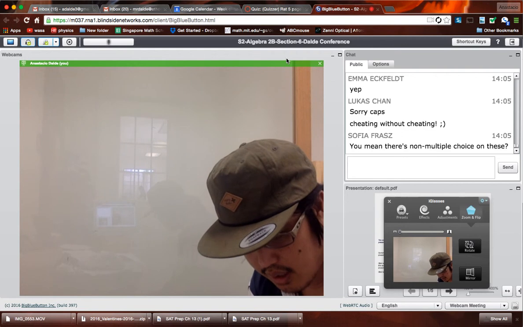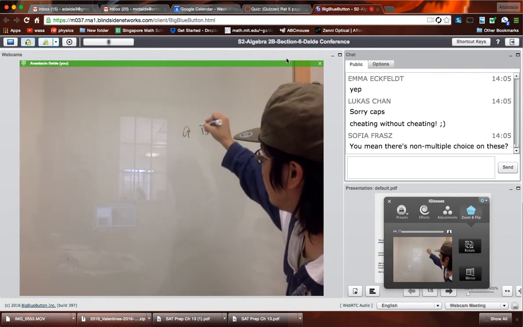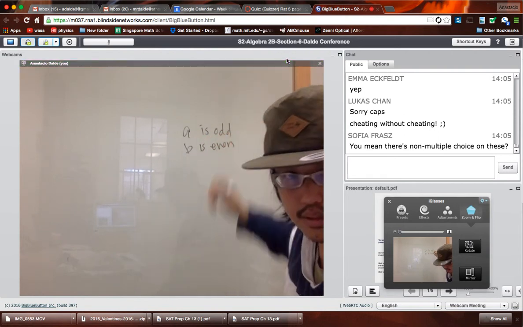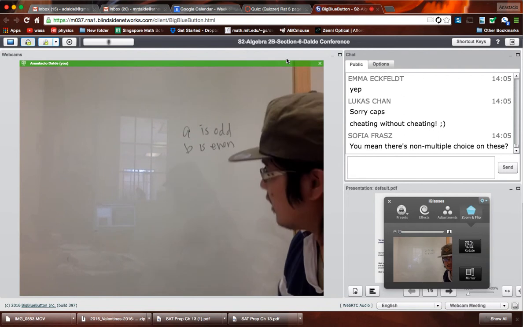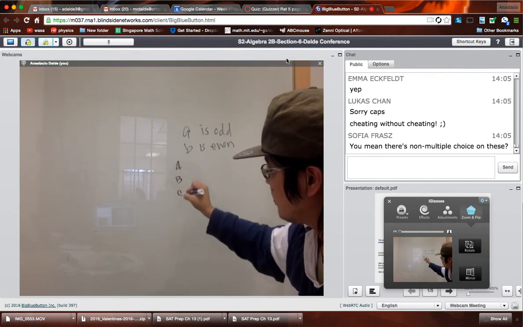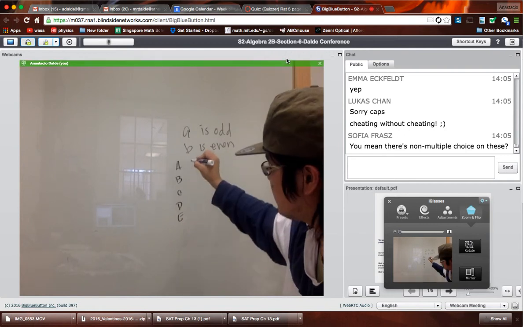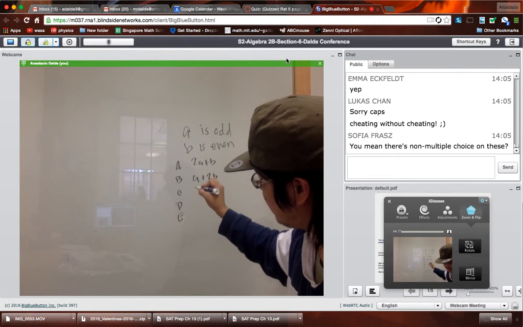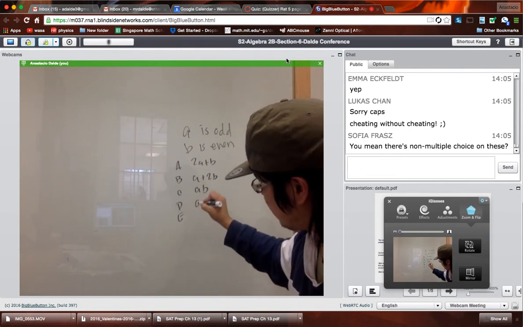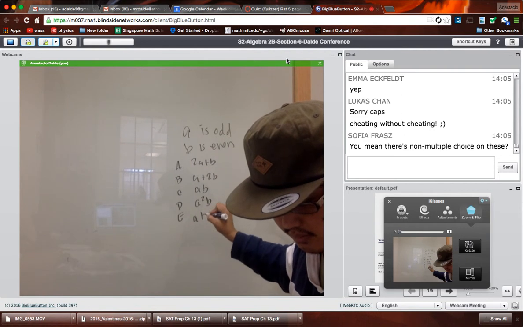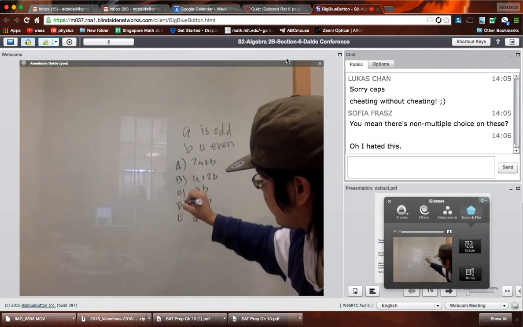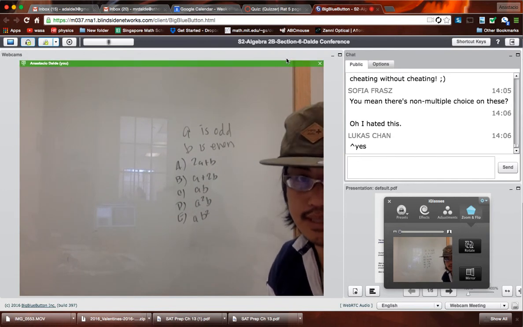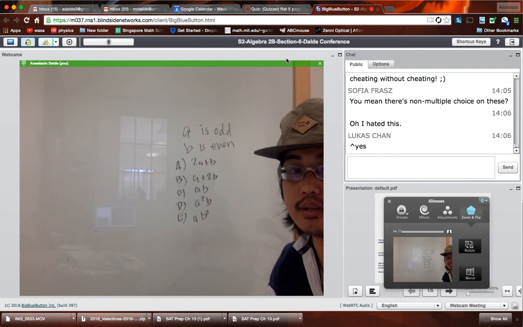A is an odd integer. A is odd. B is even. Which one is odd? Is it 2A plus B? Is it A plus 2B? Is it AB? Is it A squared B? And is it AB squared? All right. Say, okay, A is odd, B is even. Which one of these is odd?